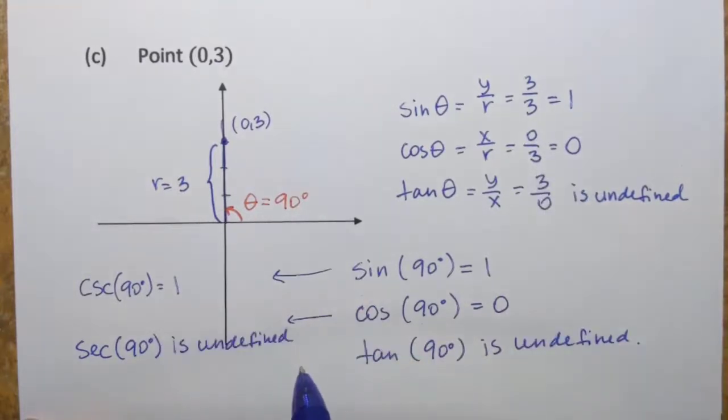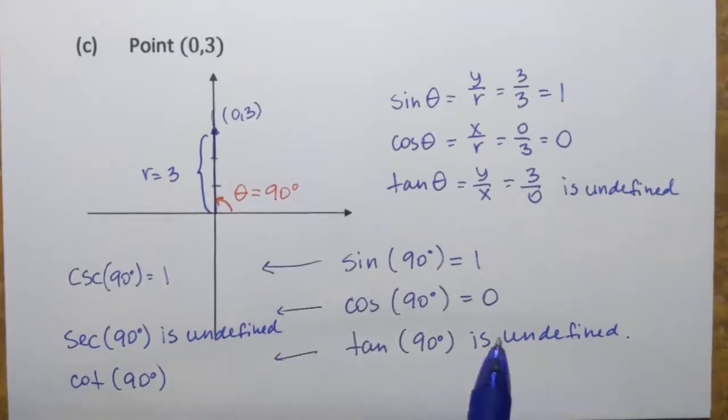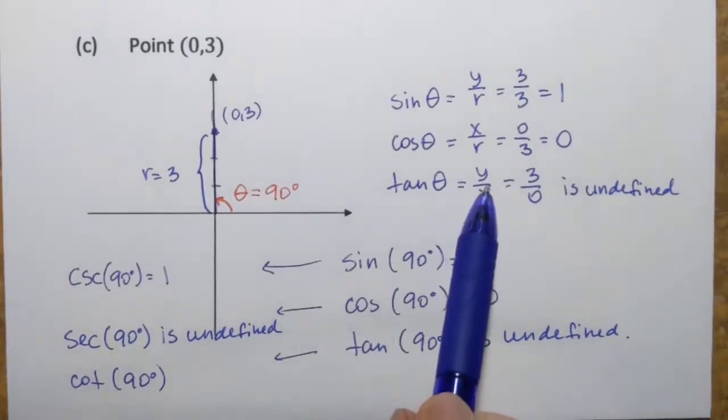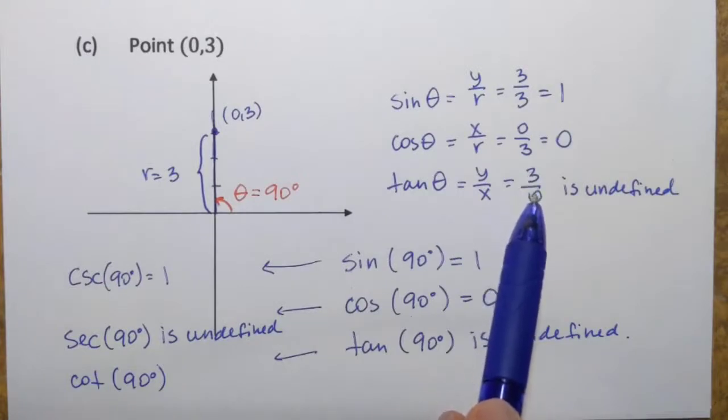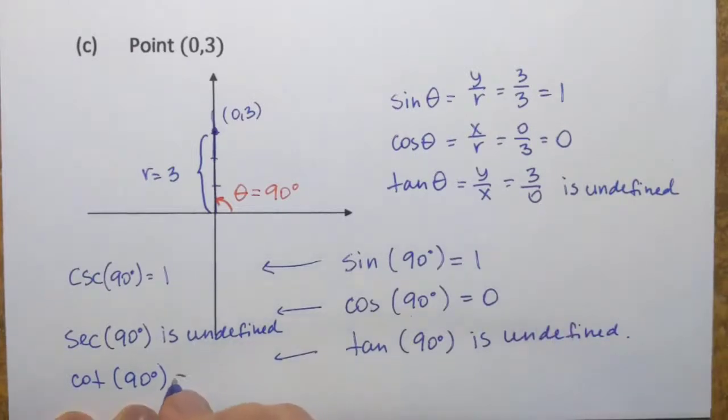And then finally tangent, and we have its reciprocal, cotangent of a 90-degree angle. Here we know tangent is undefined, but let's look up here. Tangent is 3 over 0. Well, the reciprocal will be 0 over 3. What is 0 over 3? 0 over 3 is 0, so it equals 0. So here we go. We have the 6 function values for a 90-degree angle.